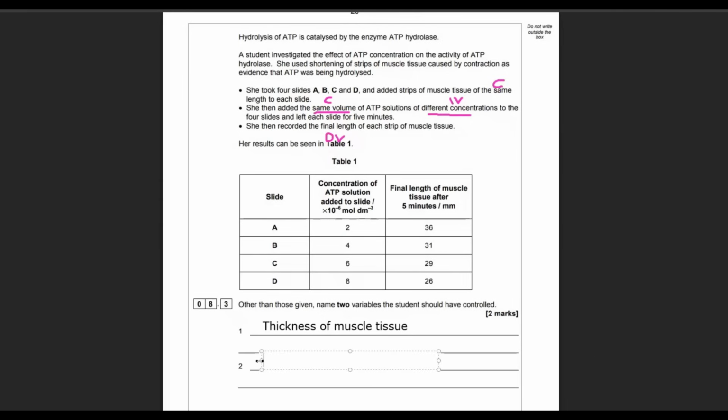We could also look at where the muscle tissue came from. Is she using human muscle tissue, rat muscle tissue, frog muscle tissue, or a mixture? So maybe say same species of animal providing muscle tissue. You could get into the age of the animal providing the muscle tissue and all of that as well. We could also talk about factors that may affect the rate at which ATP breaks down and releases ADP and Pi, which would be dependent on temperature. So maybe the temperature of the muscle tissue would be another good one, or the temperature of the ATP solution. Okay, let's move on.